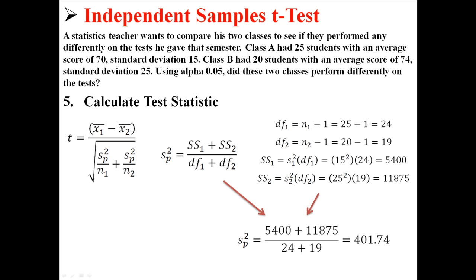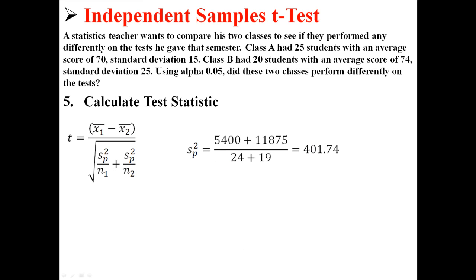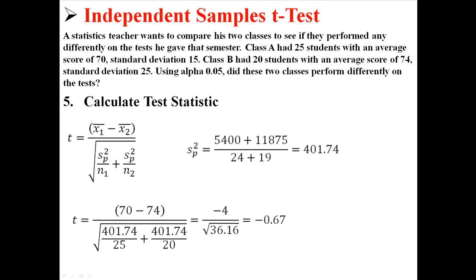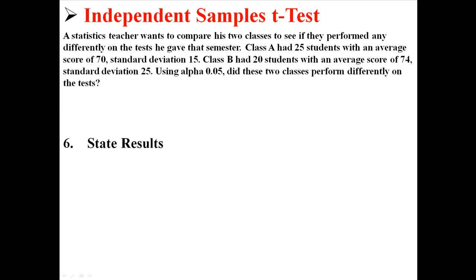So now that we have this pooled variance, I'm just going to delete that stuff and move it up there so I have some space. And now we have all the stuff and we can just plug it into our t equation right here. So I put in the two sample means of 70 and 74. I put in the pooled variance, which is 401.74, and I put in the two sample sizes, which is 25 and 20. And after going through that whole process and solving for all of that, I find out that our t is negative 0.67.